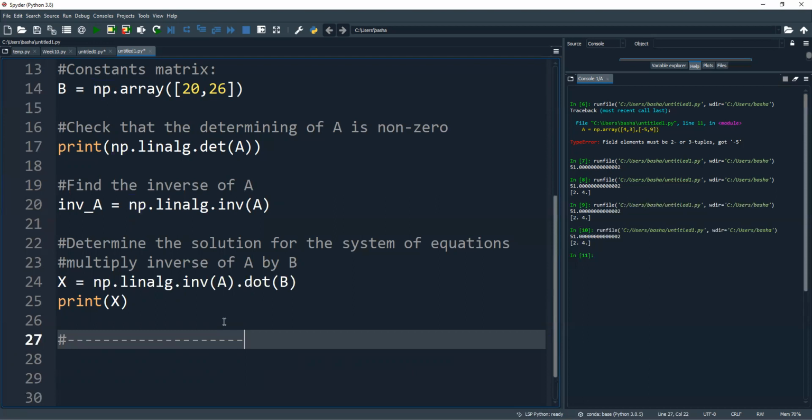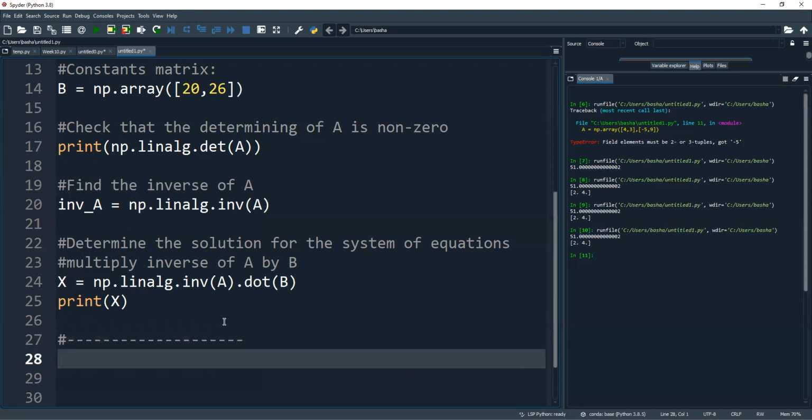There is another way to do it. So if you don't want to do this, there is sort of another way, just for your information. You can use np.linalg, then you can write solve(A, B), right? So if you write solve(A, B), this will also determine the solution for this system of equations. So if I write x is equal to np.linalg.solve(A, B), and let's differentiate them. So I'm going to call this x1.